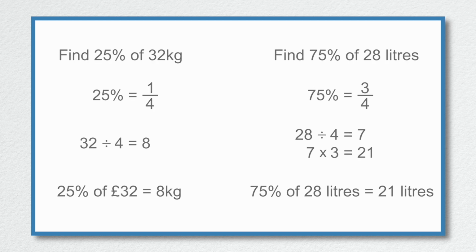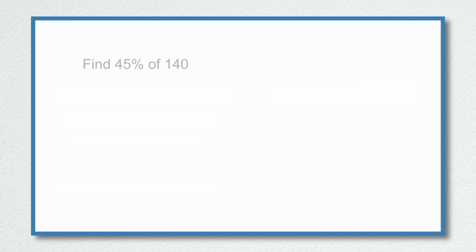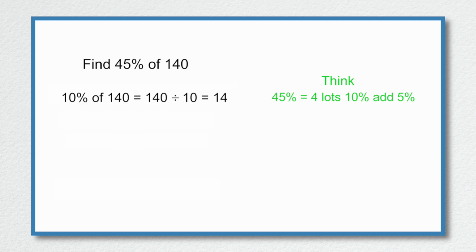Let's look at 2 more examples. Find 45% of 140. Now with 45%, what I'm thinking is 45% is equal to 4 lots of 10% add 5%. I know that 10% of 140 is 140 divided by 10, which is equal to 14. So 40% must be 4 lots of 14, and that is equal to 56.